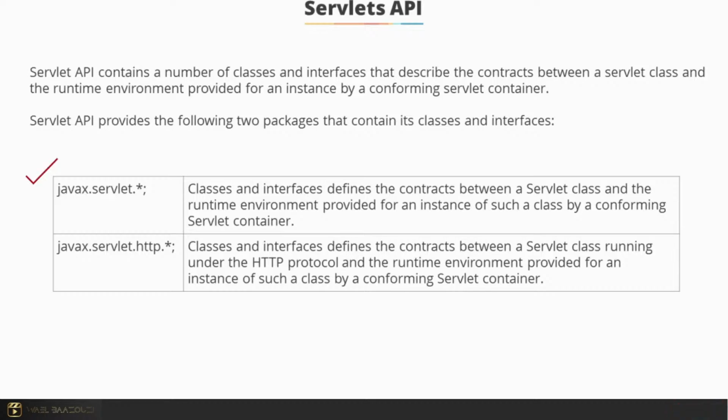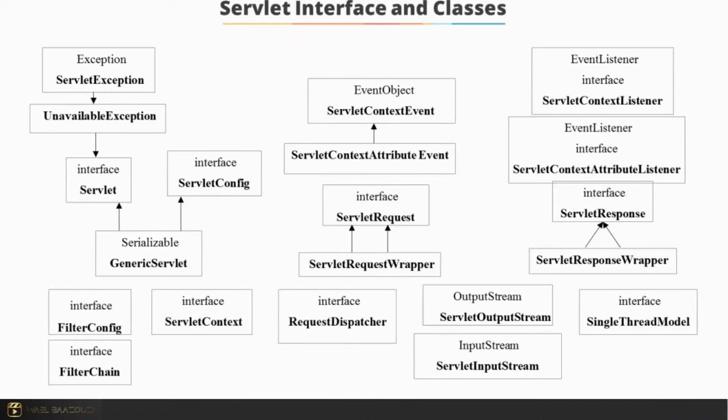We have the javax.servlet package. These are classes and interfaces that define contracts between a servlet and the runtime environment provided for an instance of such a class by a conforming servlet container. Then we have javax.servlet.http. These are classes and interfaces which define contracts between a servlet class running under the HTTP protocol, and the runtime environment provided for an instance of such a class by a conforming servlet container.